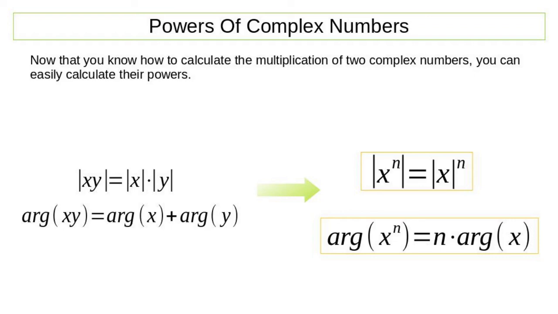And, since we know that the argument of the product of two complex numbers is equal to the sum of their arguments, the argument of x to the power n is equal to n times the argument of x.